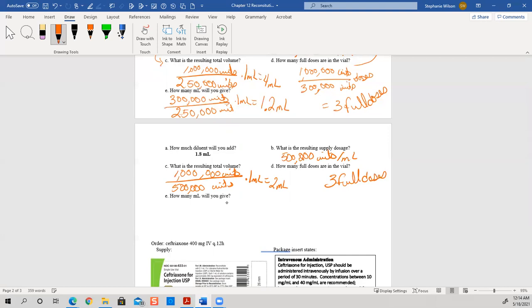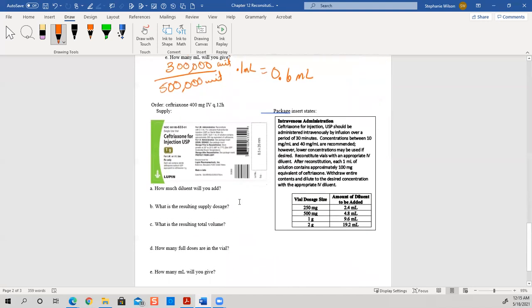And then how many milliliters will you give? Well, we're going to take the 300,000 units from the order, and then our resulting supply, divide by it, times the volume of the resulting supply, and 0.6 milliliters is what you'll administer. So that was multiple dose. Let's do one more example, guys.